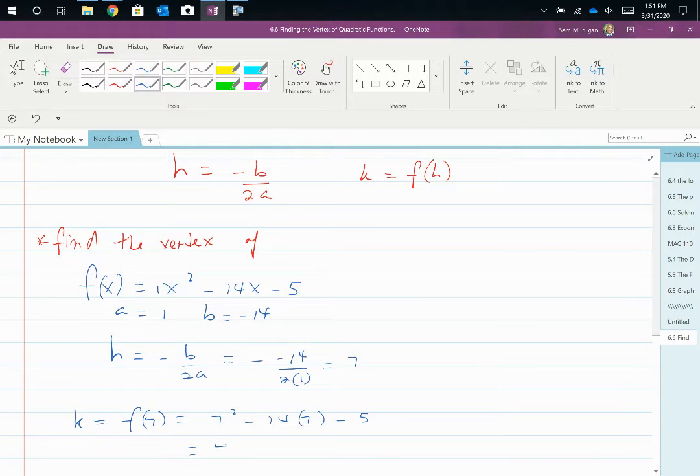49 minus 98 minus 5 equals negative 54. So the vertex (h, k) is at 7 and negative 54.